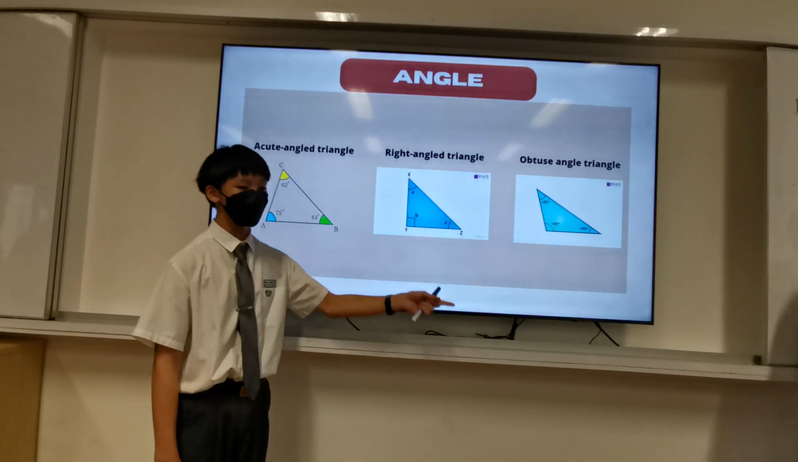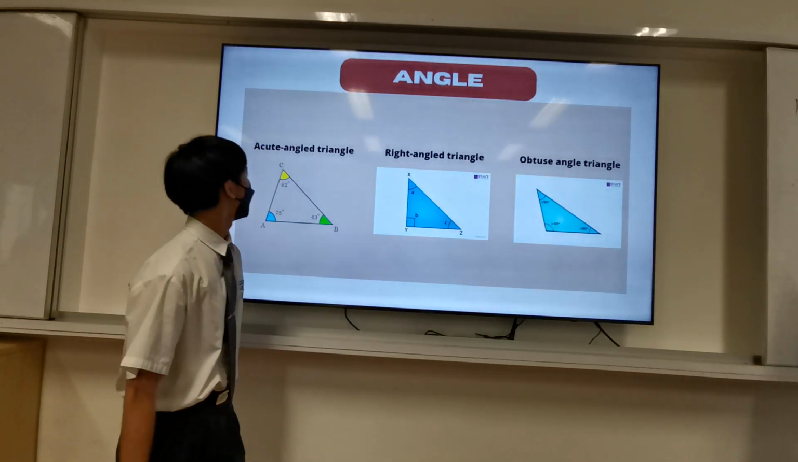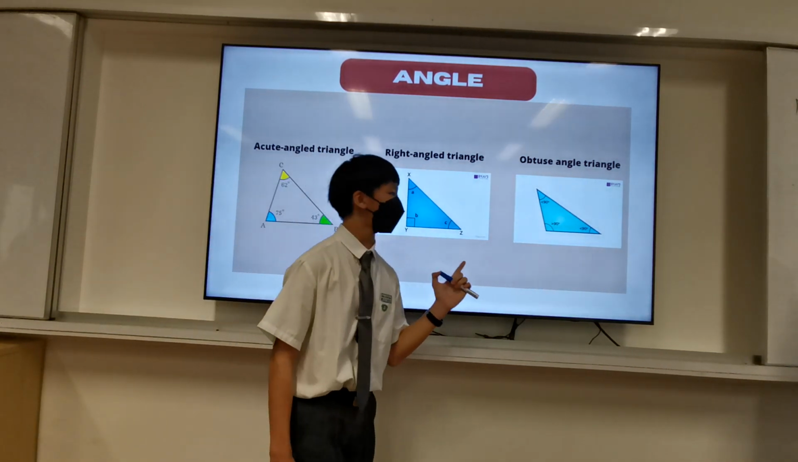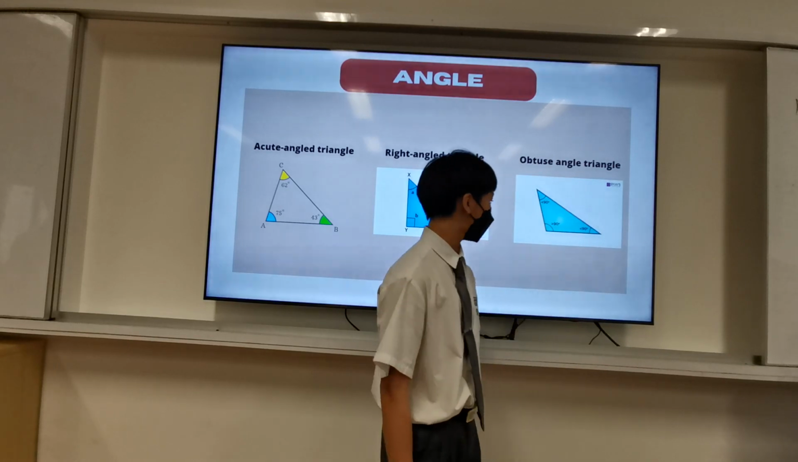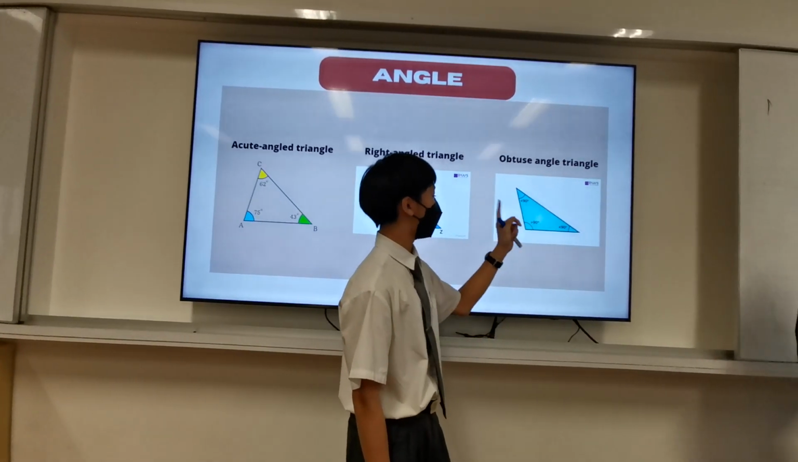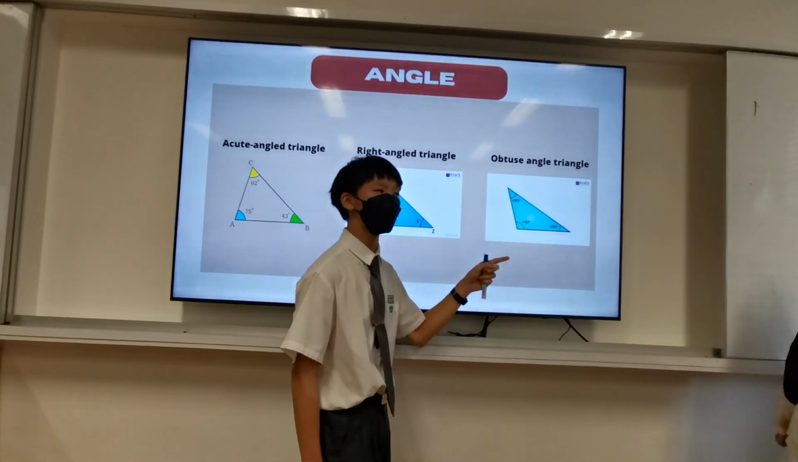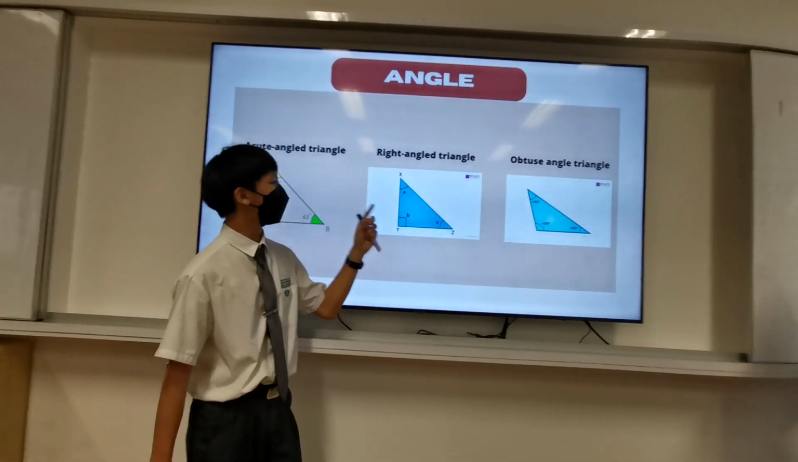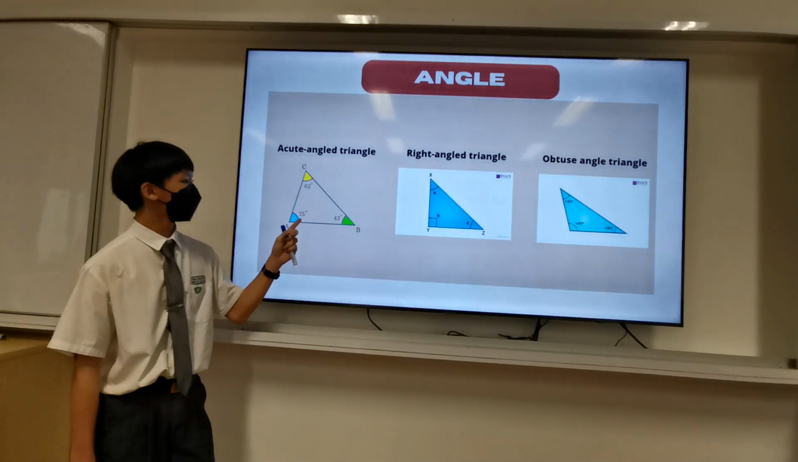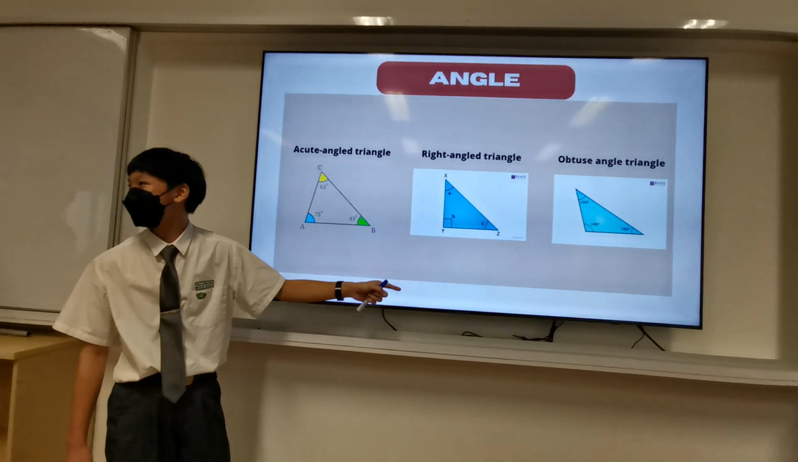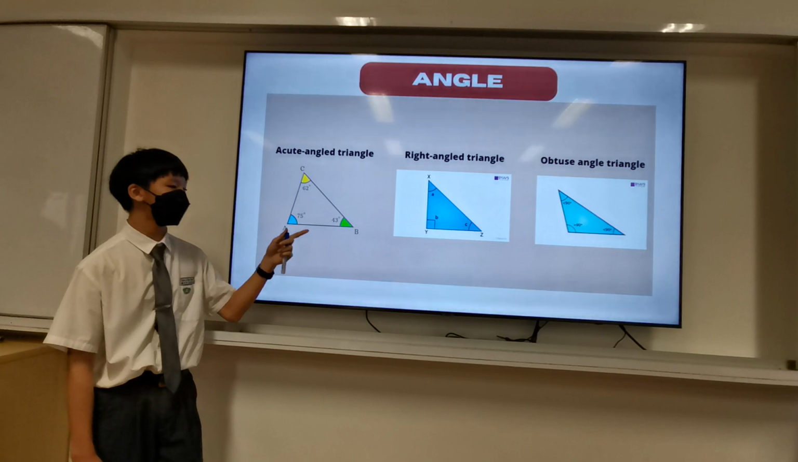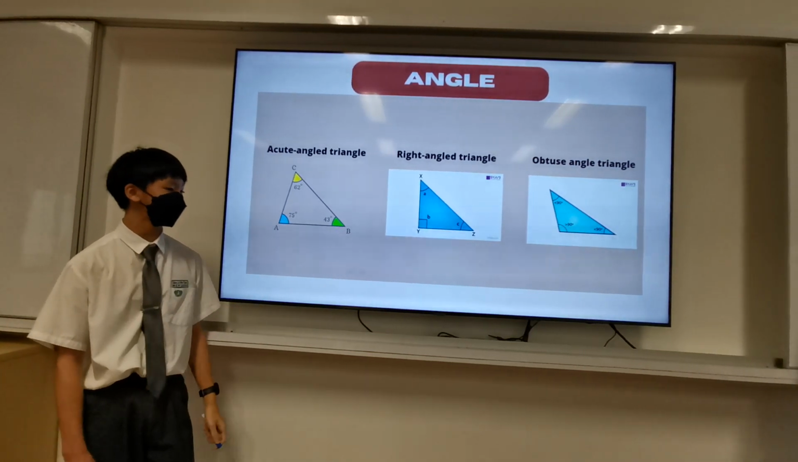And these are triangles which can be identified by their angle. First we've got the acute angle triangle, next is the right angle triangle, and next is the obtuse angle triangle. The obtuse angle triangle has one angle larger than 90 degrees. The right angle triangle will always have 90 degrees. And the acute angle triangle will always have interior angles smaller than 90 degrees.